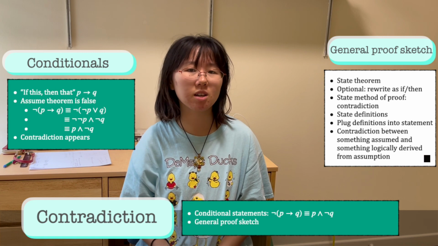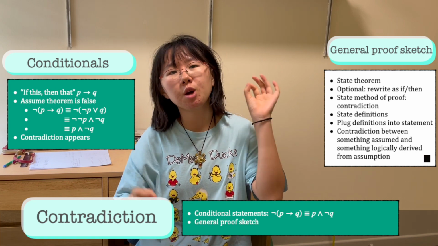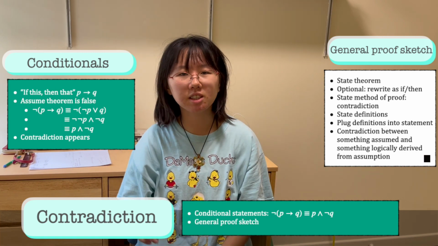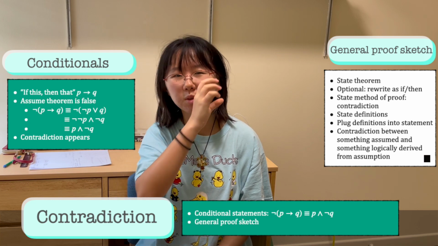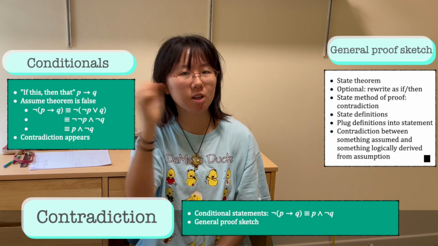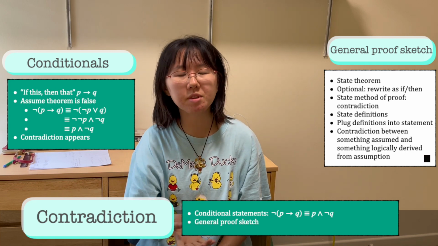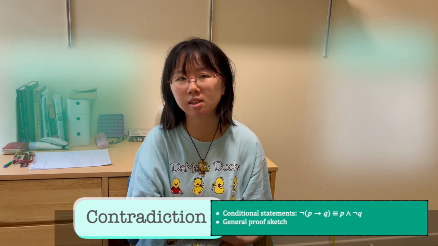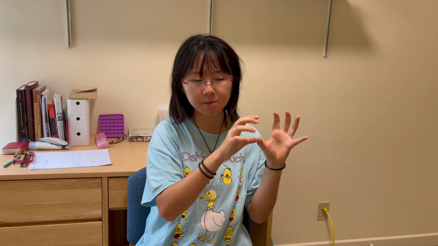Sometimes that contradiction will look like, whenever we do things logically using these two propositions, we get something out that directly contradicts our assumptions, or we get something that contradicts a known axiom or a known theorem. But usually the contradiction exists between something that's assumed and something that you get from logic.